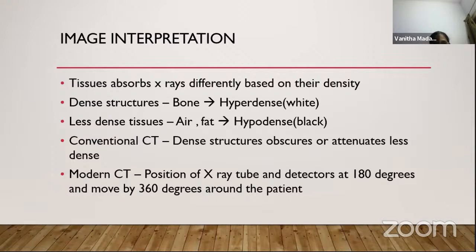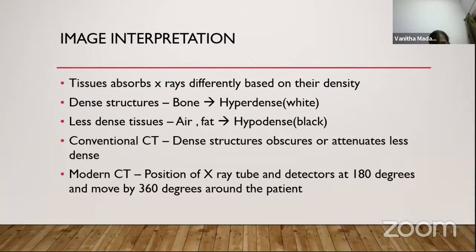Image interpretation is based on the understanding that tissues absorb X-rays differently based on their density. So what we are measuring here is linear attenuation of X-rays by various densities of tissues. Dense structures like bone will absorb more X-rays and will allow only a small amount of X-rays to pass through the body, which will be picked up by the detectors, so that it will appear hyperdense or white on CT scan, and the less dense structures like air or fat will appear black on the CT scan, and they are called hypodense structures.